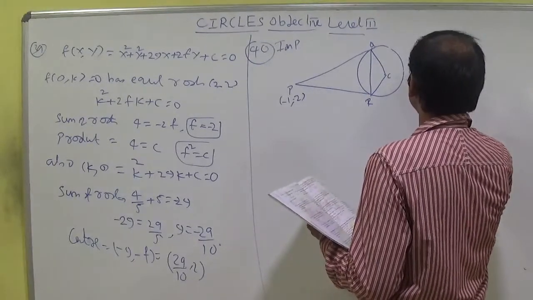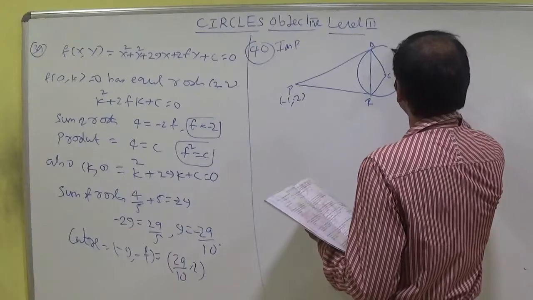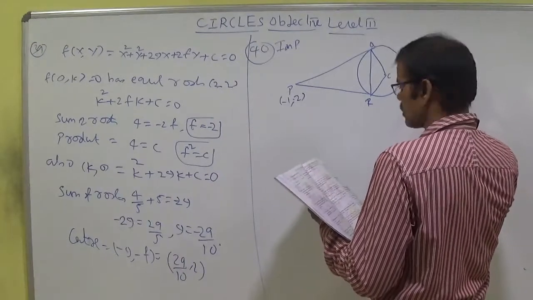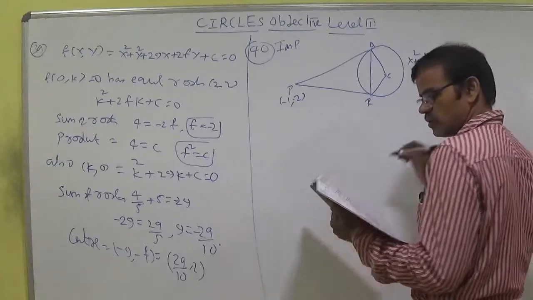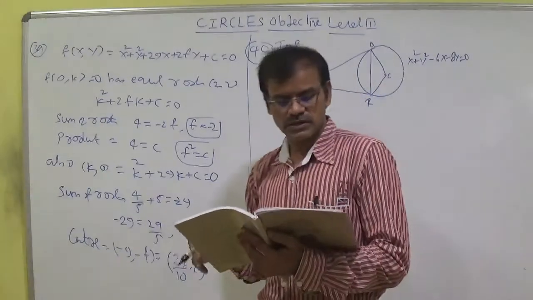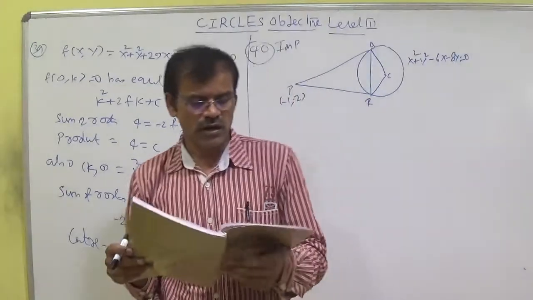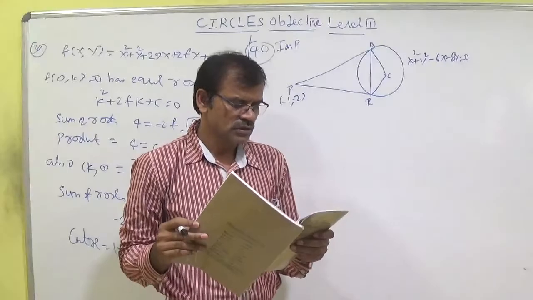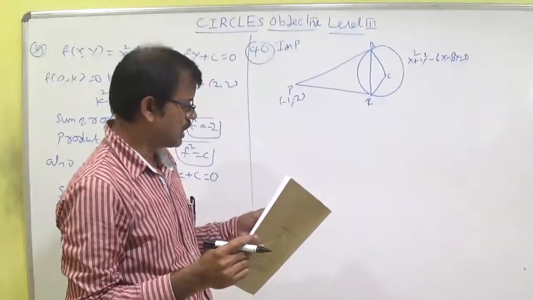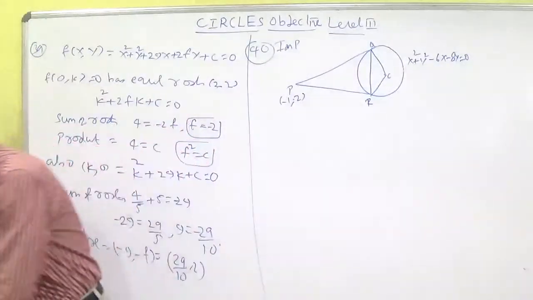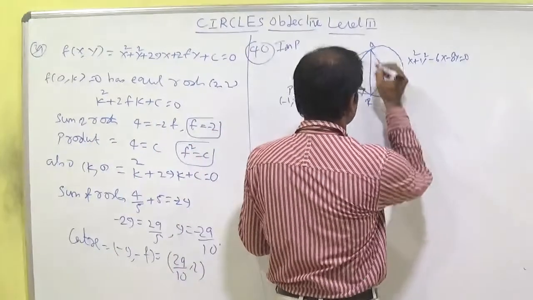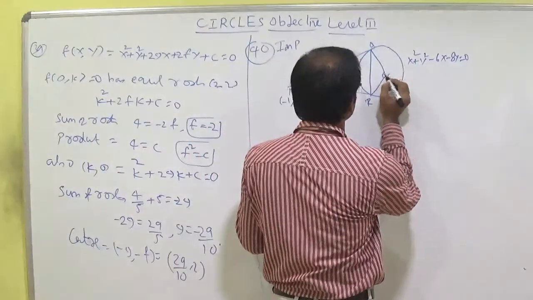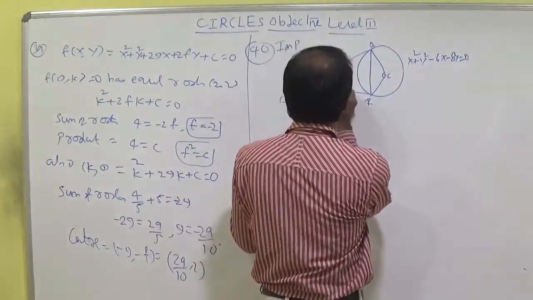Write the equation of the circle: x square plus y square minus 6x minus 8y equal to 0. It means it makes intercepts 6 and 8 on the coordinate axes, and it is passing through (0, 0). Now we should calculate the angle subtended by this chord at the center. This angle you should calculate.